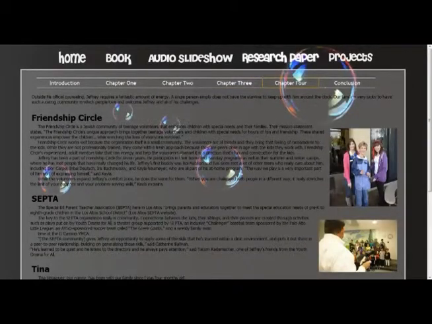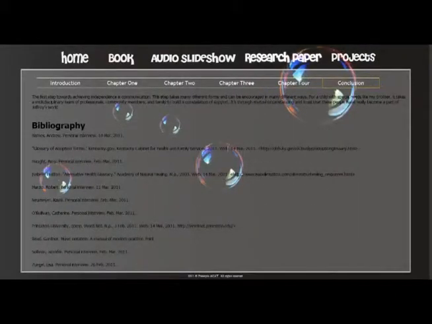And Chapter 4 is about the various community members who are part of Jeffrey's life. And finally, the conclusion and the bibliography.